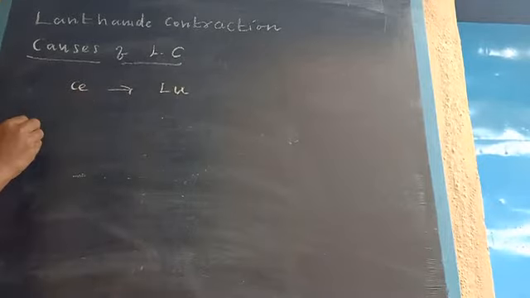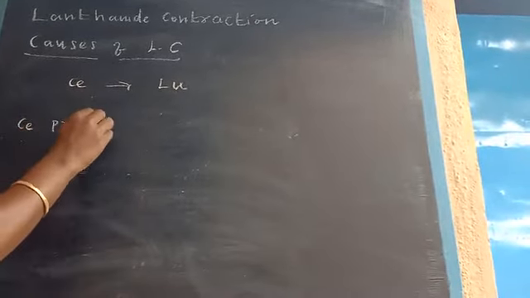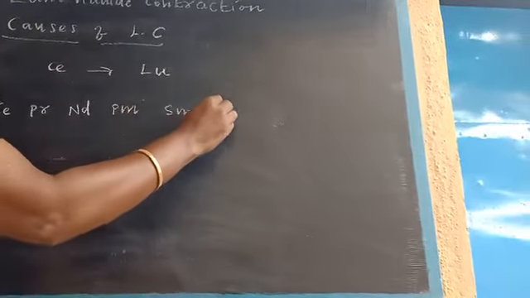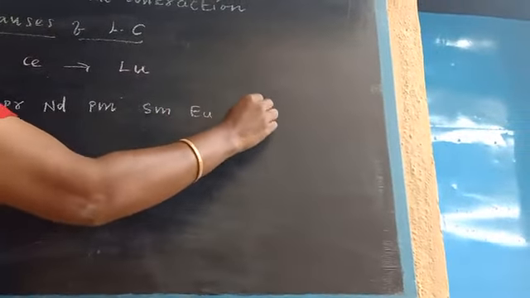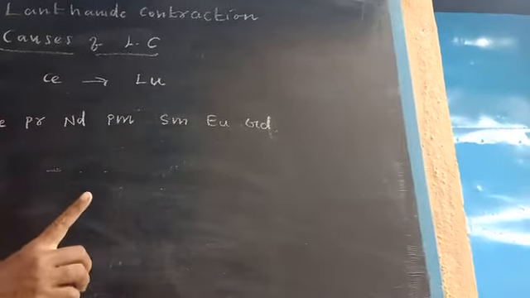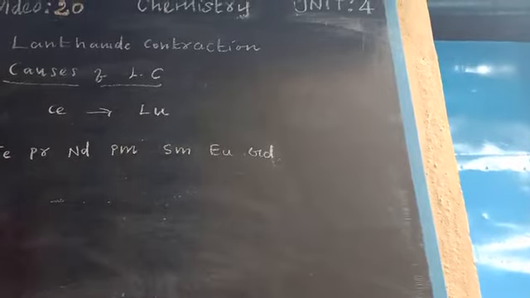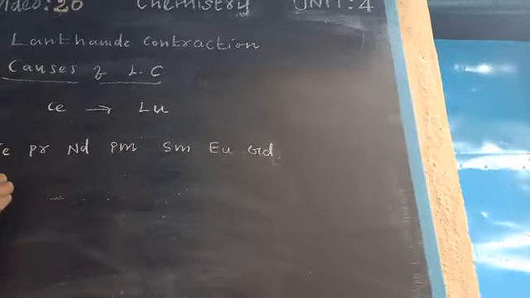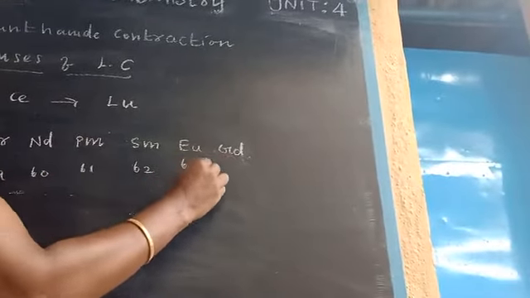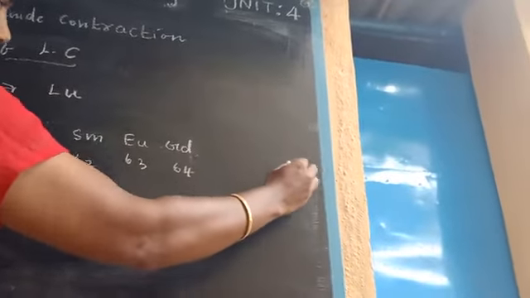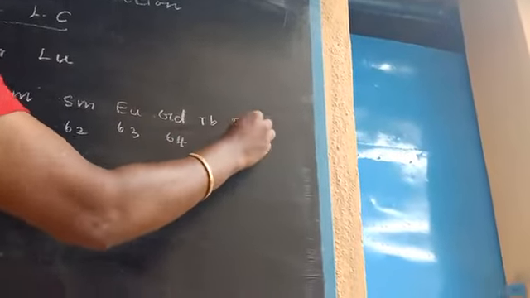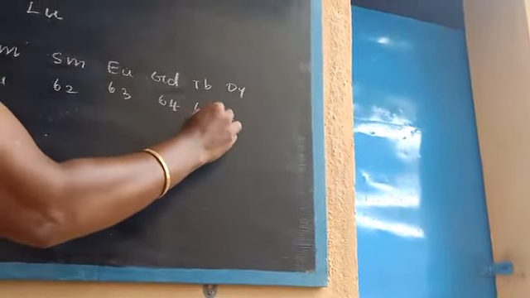For example, cerium, praseodymium, neodymium, promethium, samarium, europium, gadolinium. For each element the atomic number difference is 1, only one. Here the atomic numbers are 58, 59, 60, 61, 62, 63 and 64, up to lutetium. So gadolinium, next terbium, dysprosium, 65 and 66.